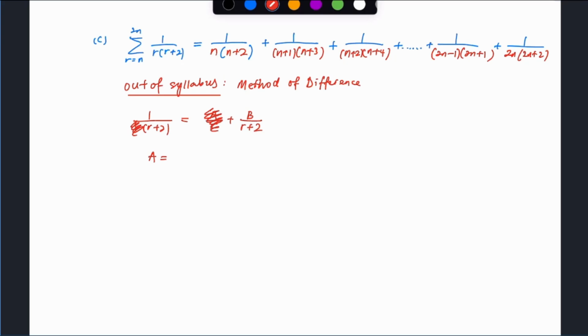How do I do cover up already? I also forgot. Okay, anyway, let's do the old traditional method, in the interest of time. Sorry. When r equals 0, a equals half, correct? When r equals -2, b equals -half.